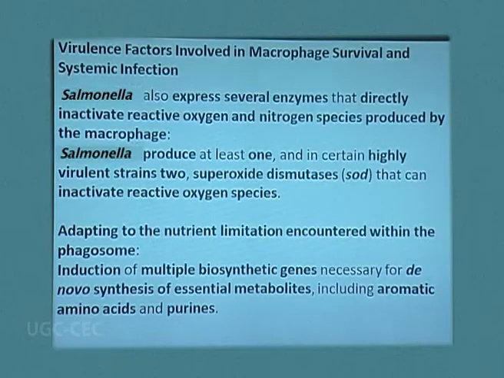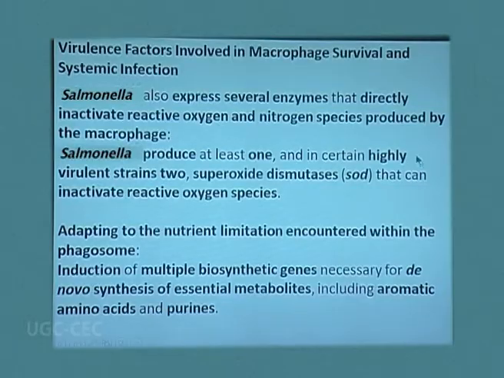Now, for reactive oxygen species, Salmonella can express various superoxide dismutases, or SODs. Normal typhoid causing Salmonella produces only one superoxide dismutase, but hypervirulent strains express two superoxide dismutases by which they can neutralize the reactive oxygen species within the macrophage and survive and ultimately cause the infection.